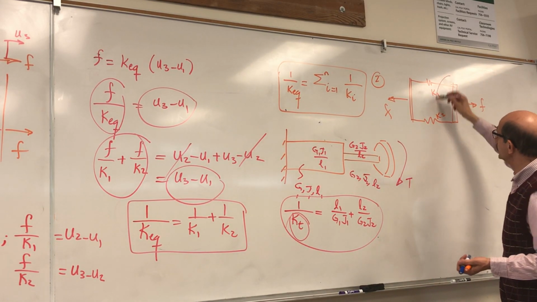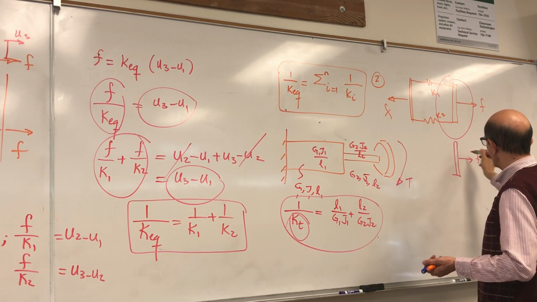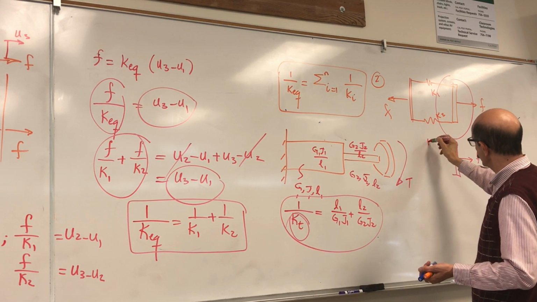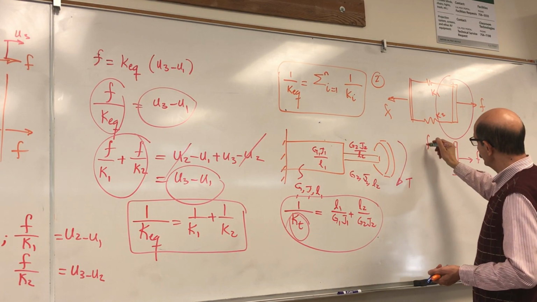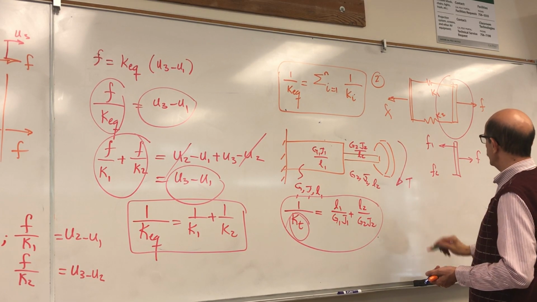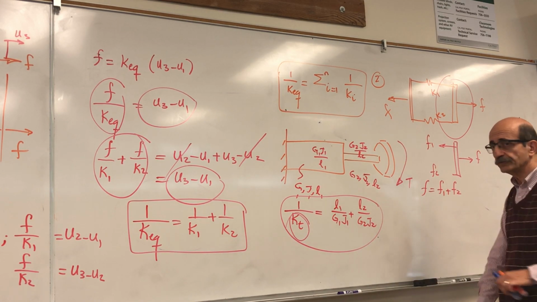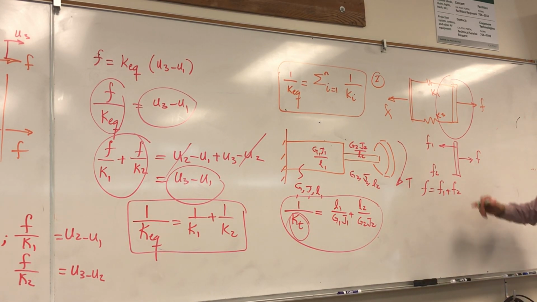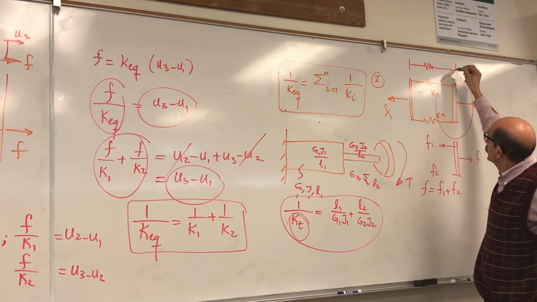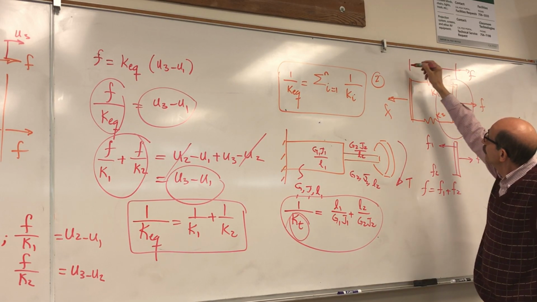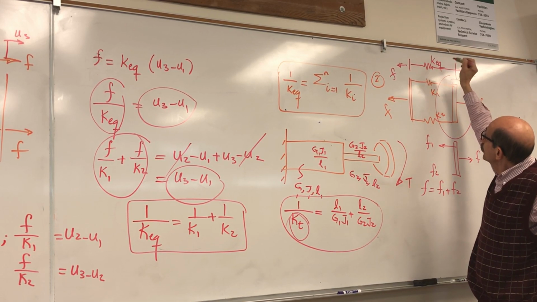From the free body diagram, we can see that if this is the total force, this is K, this is basically I would write that as F1, F2, okay? Total force is the sum of the forces generated in each spring. Again, here the objective is we want to replace this with a single spring. Okay?